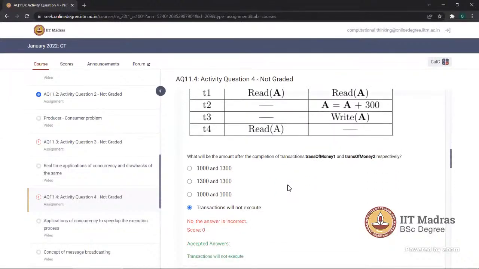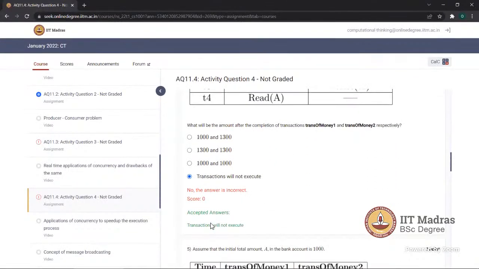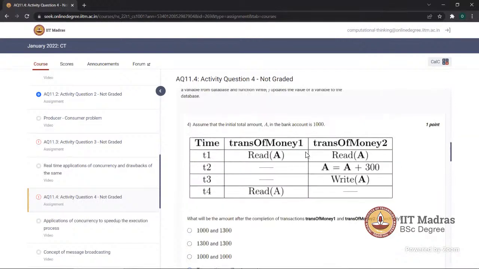So it will not execute either of those transactions. They won't be able to execute because they are not getting processed concurrently.